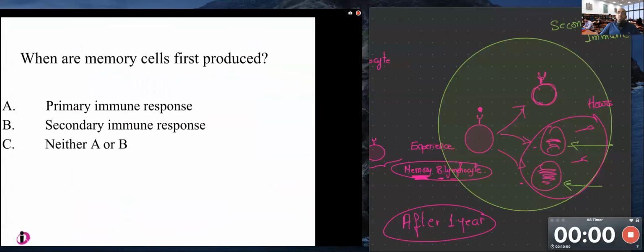All right, so when are memory cells first produced? Primary immune response, secondary immune response, neither? Primary immune response, exactly. This is when I got exposed for the very first time to the antigen, so the activated B lymphocytes will be forming memory B cells. So what if I removed this word from the statement? What answer would it be? A and B, exactly. You're going to be producing memory cells in a secondary immune response and in a primary immune response. Both would be producing memory B lymphocytes.